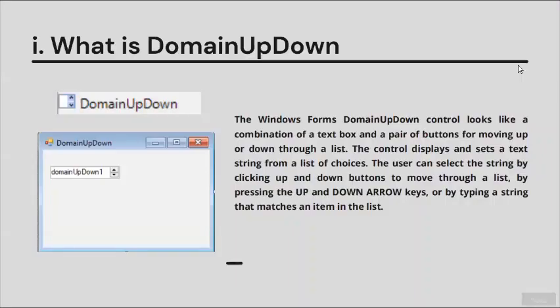Firstly, let's understand what the domain up-down control is. It is one of the many controls available in Windows Form application. The Windows Forms domain up-down control looks like a combination of a text box and a pair of buttons for moving up or down through a list. The control displays and sets a text string from a list of choices. The user can select the string by clicking up and down buttons to move through a list, by pressing the up and down arrow keys, or by typing a string that matches an item in the list.